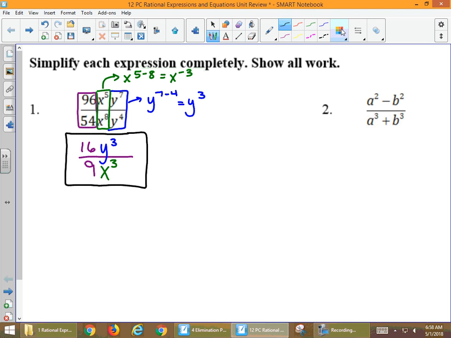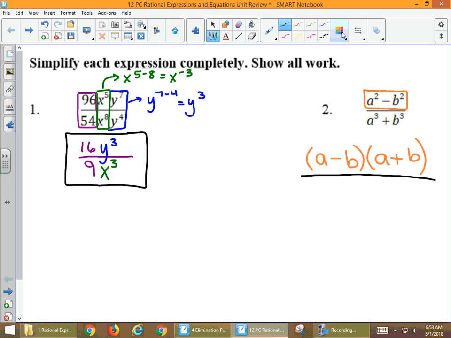So in my numerator, I have a difference of squares, a squared minus b squared. So I'm going to factor that difference of squares. A and B, opposite sign. Order does not matter. Factor.